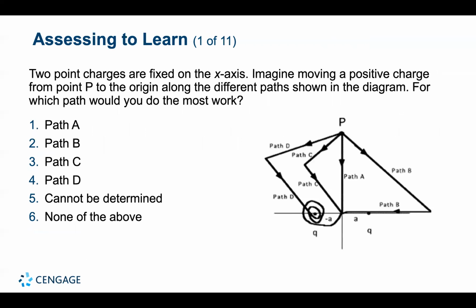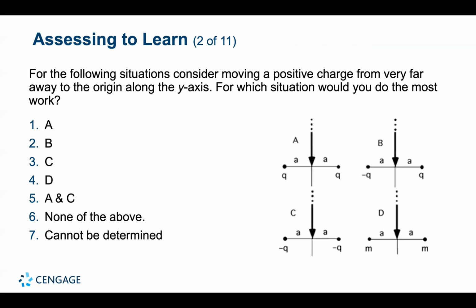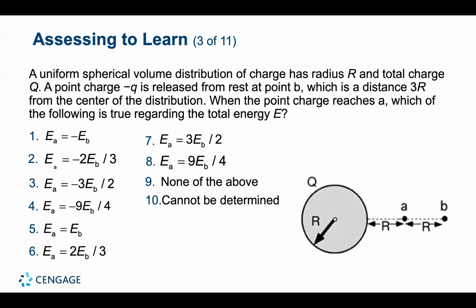And then now we have the assess, seeing to learn. Once again, I'm just going to give the answer. You can read these over and pause during the video, and you can go over them in more detail. For this first one, the answer is none of the above. For the second one, the answer is A. For this one, the answer is EA is equal to EB.